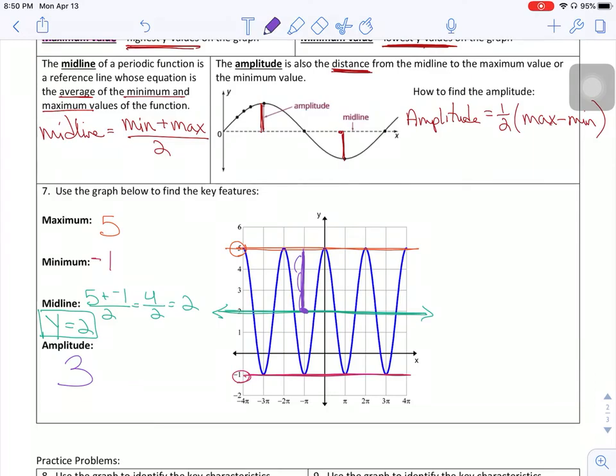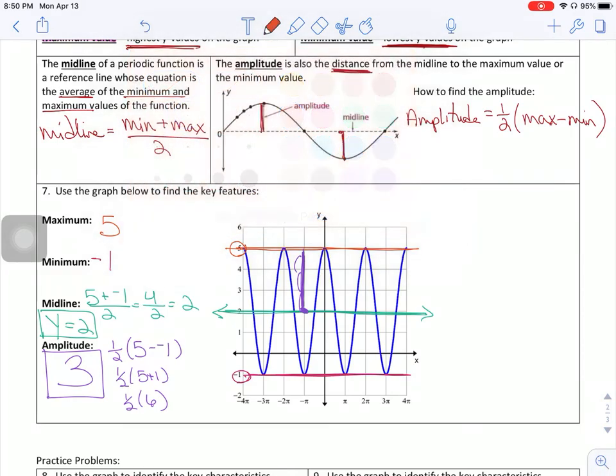If you can't count it, we've got this nifty little formula right here. Just want to be careful with your negatives. So you would have 1/2, the maximum was 5, minus the minimum of -1. Be careful with the double negative. So 1/2, 5 minus the negative 1 would be 5 plus 1. So 1/2 of 6, and 1/2 of 6 is 3. So amplitude is 3. Let's see what other things we had here. We had a maximum of 5, a minimum of -1, midline, and amplitude. We got them all.